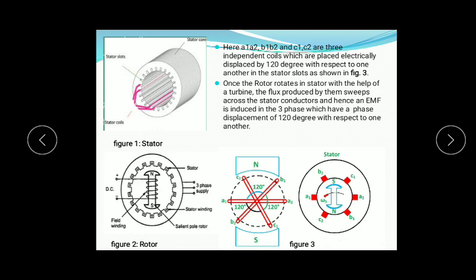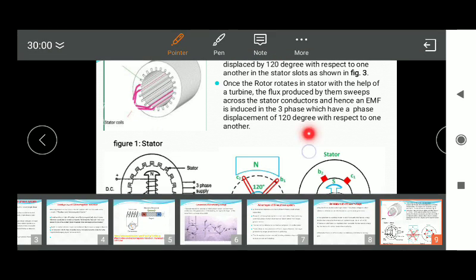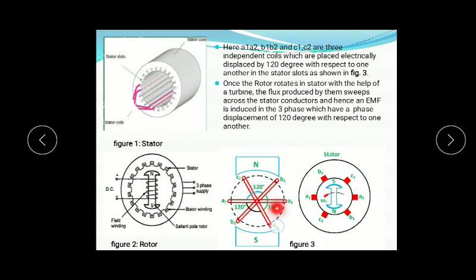Now looking at this picture, here A1, A2, B1, B2, C1, C2 are the three independent coils which are placed electrically displaced by 120 degrees. So look at A1 and B1, this is 120.